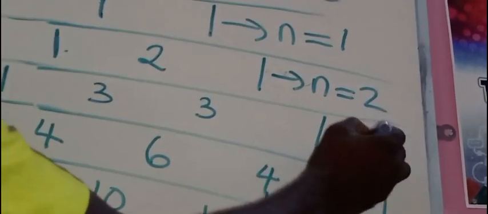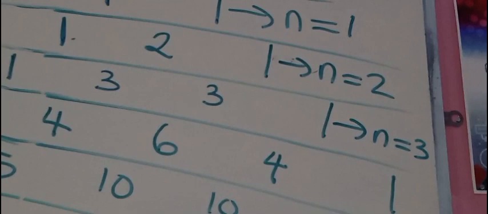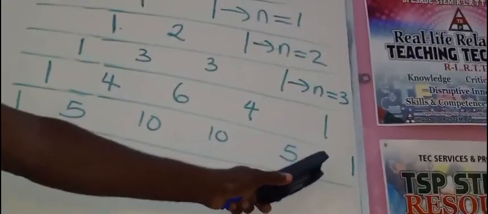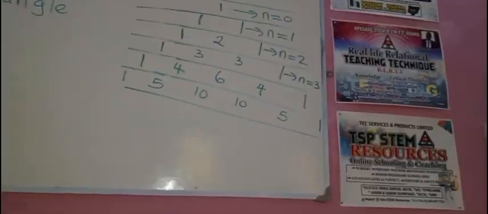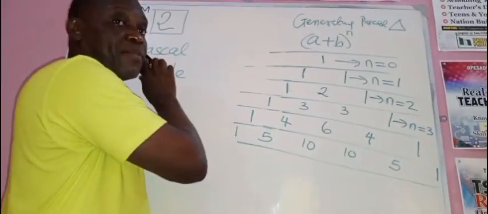2. What will be this one now? N is power what? 3. The next one is when n is 4. And this one, n is 5. Okay? Now, take note of this. I want to clean this because I'm going somewhere. Just take note of that, okay?